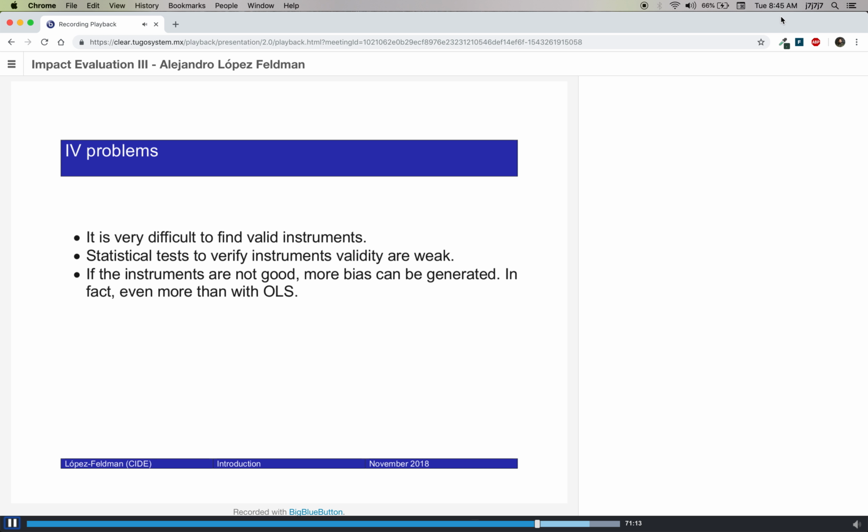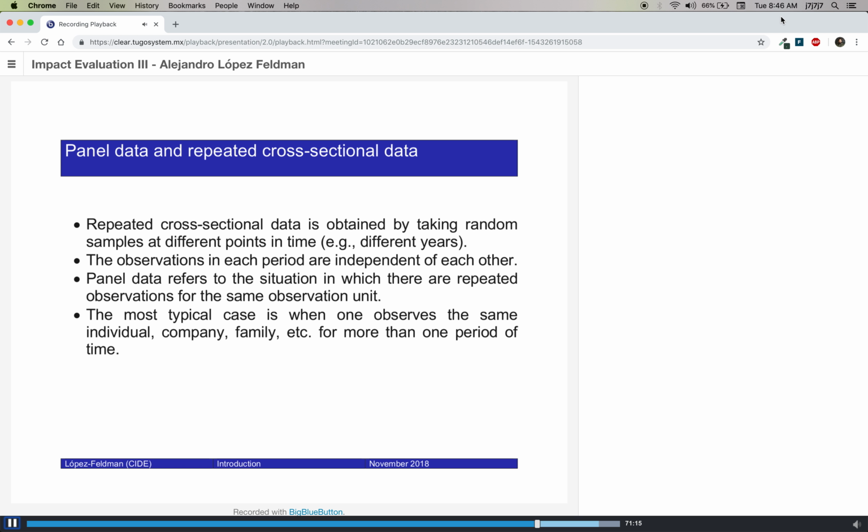And another thing has to do with panel data. We are going to talk about X endogeneity, but in this case, this is not instrumental variable. We're going to talk about something else. So let me talk about this. We have enough time to talk about this.